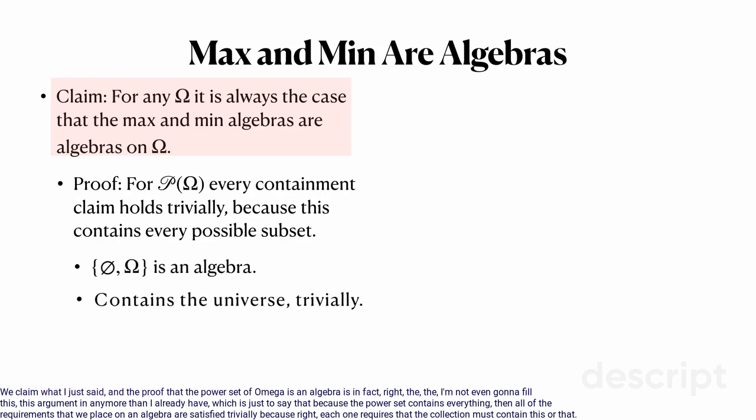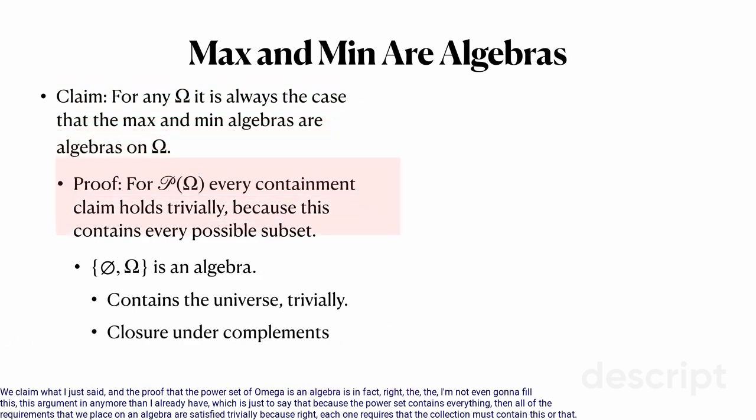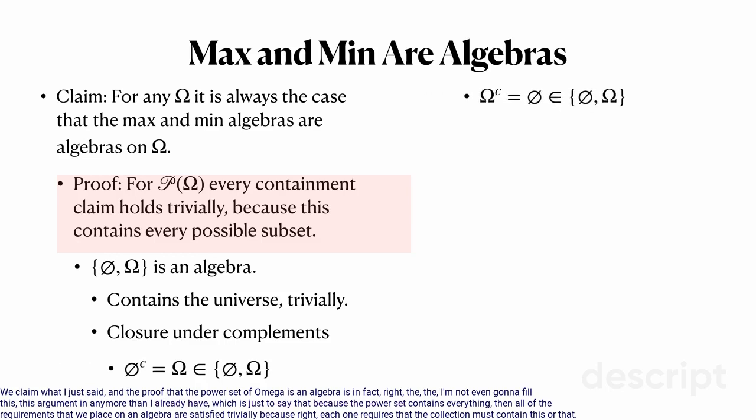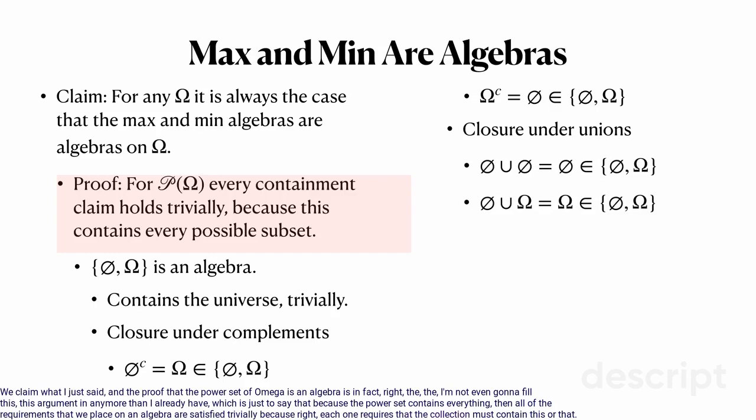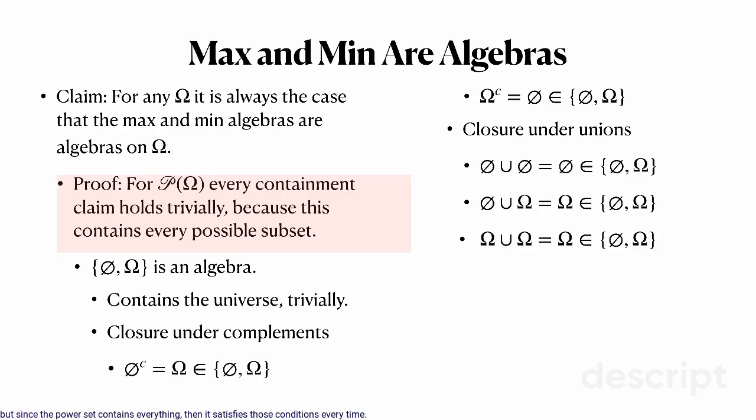And the proof that the power set of omega is an algebra is, in fact, not something I'm even going to fill in any more than I already have, which is just to say that because the power set contains everything, all of the requirements that we place on an algebra are satisfied trivially, because each one requires that the collection must contain this or that. But since the power set contains everything, it satisfies those conditions every time trivially.